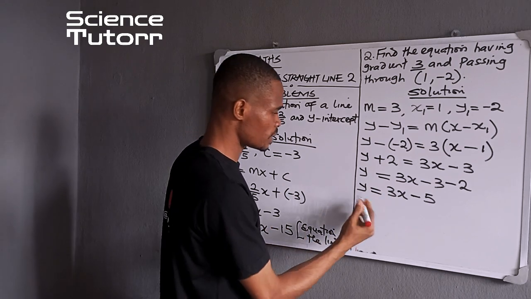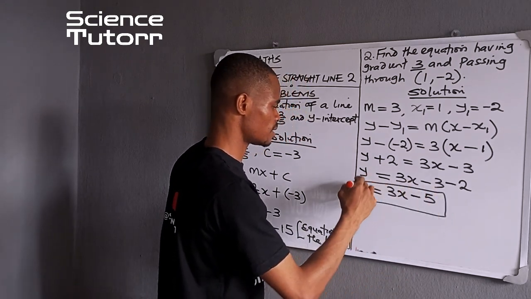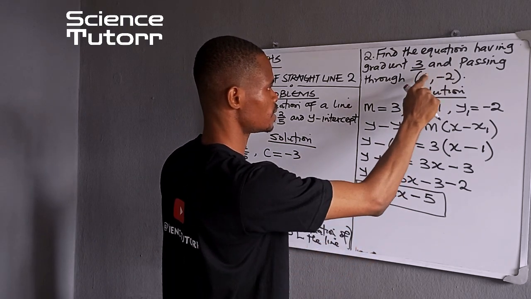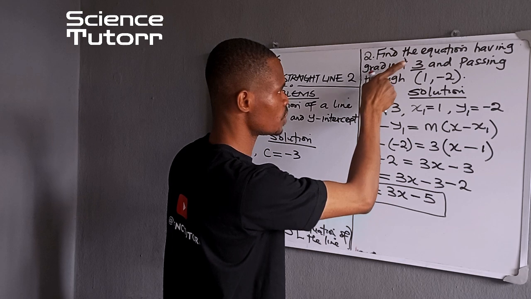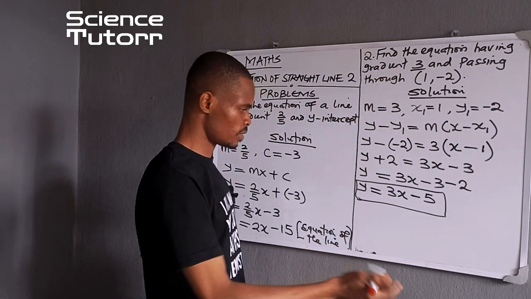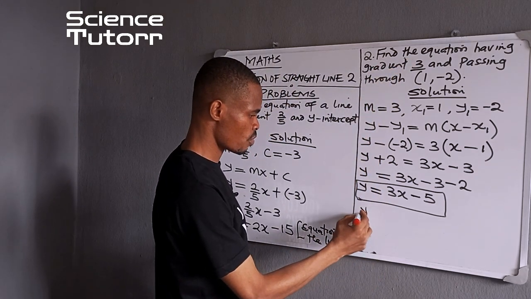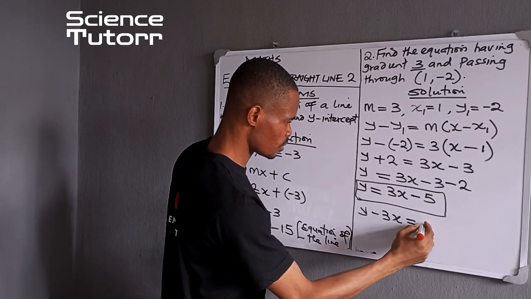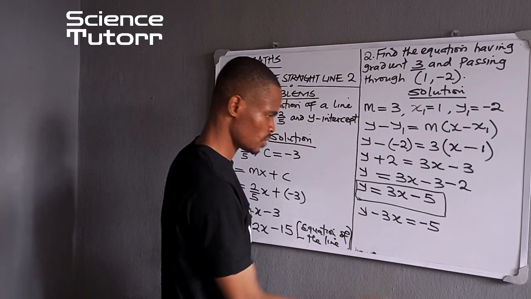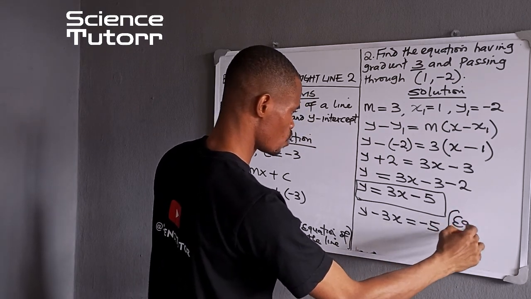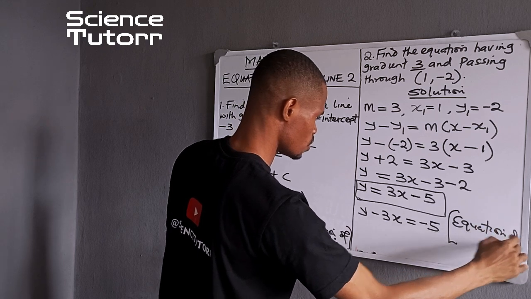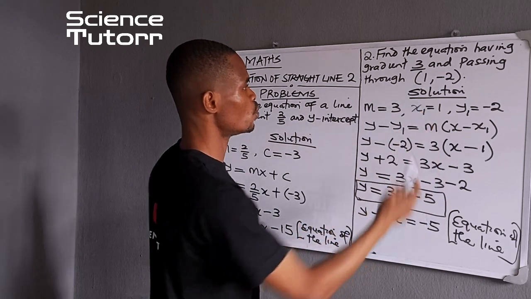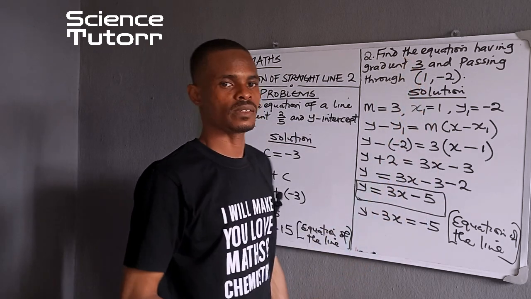At the end of the day, we have this as the equation of a straight line that passes through the coordinates 1 comma minus 2 and has a gradient of 3. In other words, I can still choose to write it in this form: y minus 3x is equal to minus 5. So this represents the equation of the line passing through the coordinates 1 comma minus 2 with gradient 3.